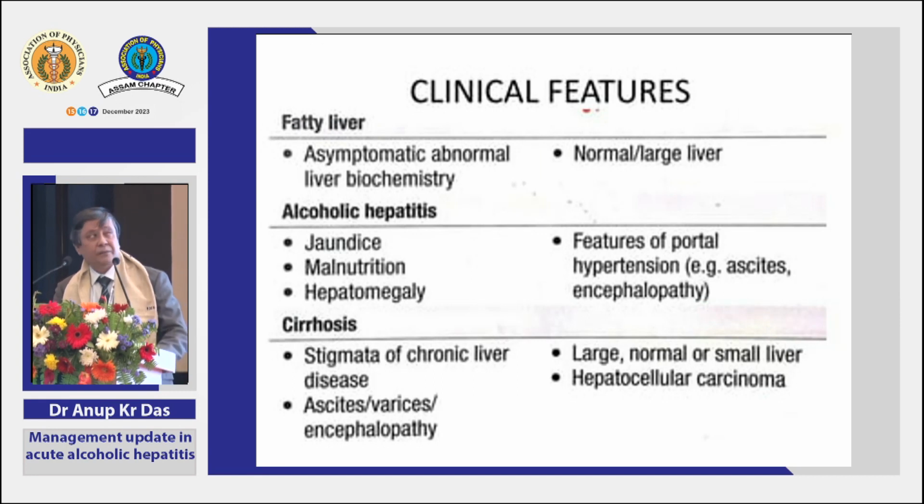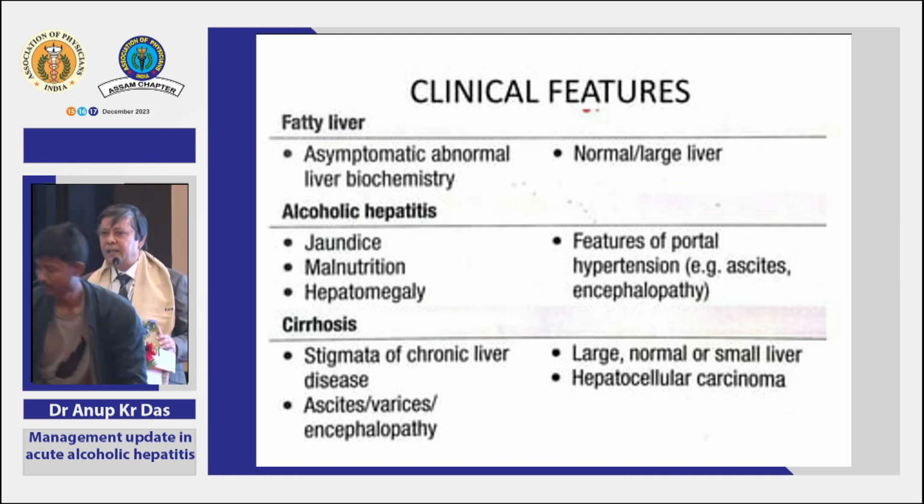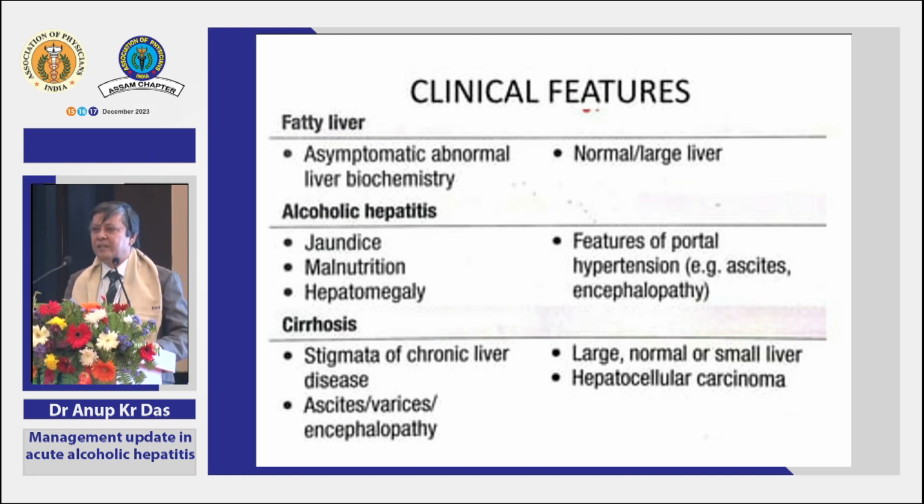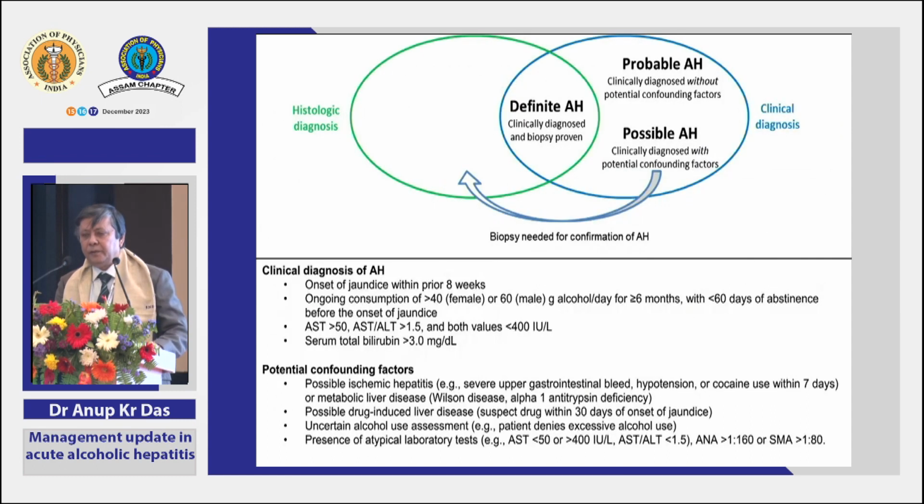Coming to clinical features of alcoholic hepatitis, the patient may have asymptomatic disease, and the patient may have serious unconsciousness and very critical condition, depending upon what happens inside his body. Now, how to define? We have got three definitions. One is probable, one is possible, the other is definite alcoholic hepatitis.